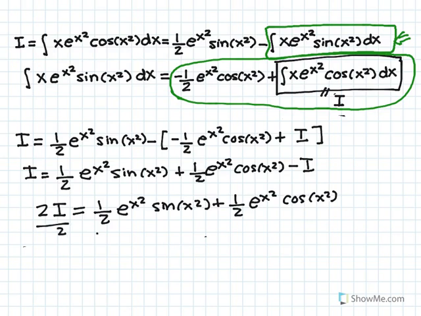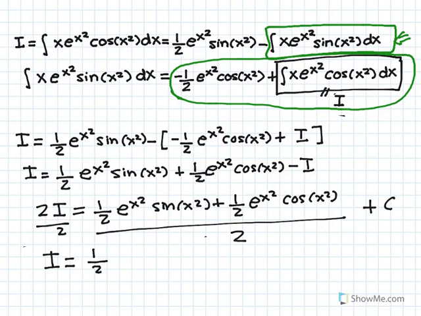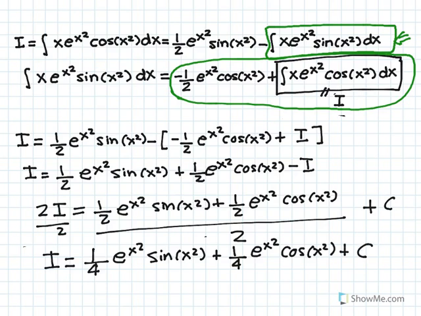Divide by 2, divide by 2, and we're going to, of course, add a constant c. Let's just do the algebra. We get 1/4, dividing 1/2 by 2, 1/4 e to the x squared sine of x squared plus 1/4 e to the x squared cosine of x squared plus c. This is the answer to the integral.